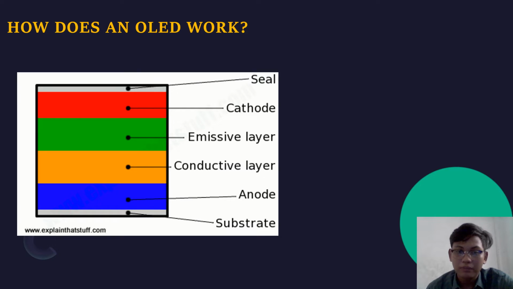A simple OLED is made up of six different layers. On the top and the bottom are layers of protective glass or plastic. The top layer is called the seal and the bottom layer is the substrate. In between those layers, there's a negative terminal, sometimes called the cathode, and a positive terminal called the anode. Finally, in between the anode and the cathode are two layers made from organic molecules: the emissive layer, where the light is produced, which is next to the cathode, and the conductive layer next to the anode.